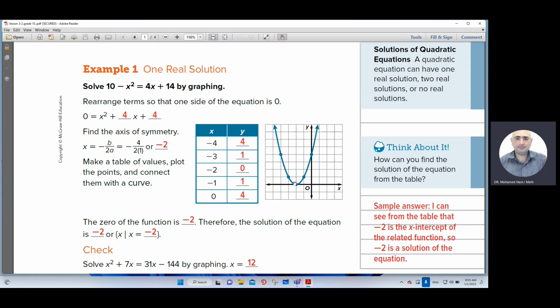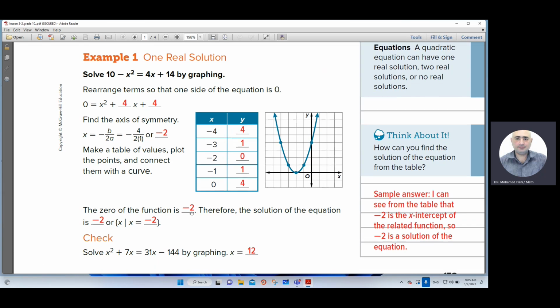As you see here, negative 2, 0, negative 2, 0. So the solution will be negative 2. So the zero of the function is negative 2. Therefore, the solution of the equation is -2. And we can write this solution as x equal -2.